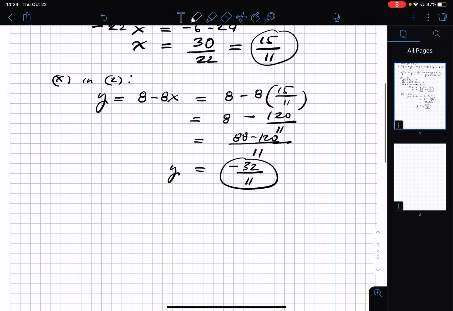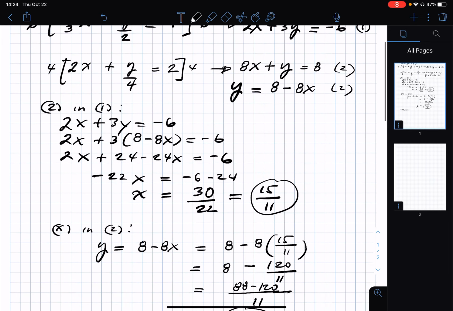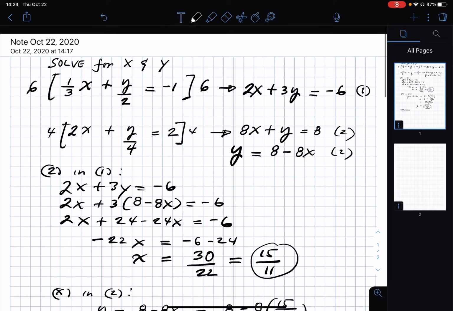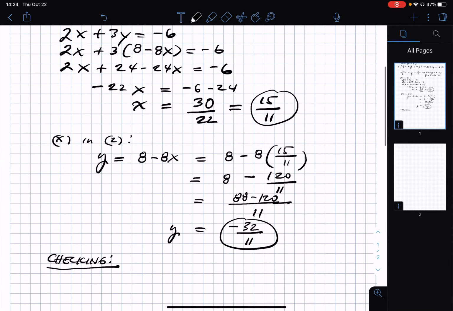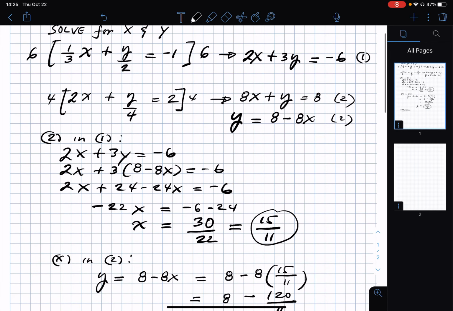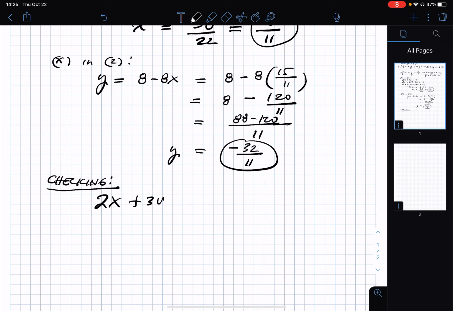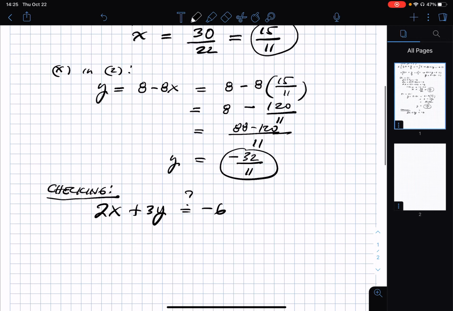Now we need to check. Be careful in checking: since we used equation 2 to solve for x, we will use equation 1 for checking. So the derived equation 1 is 2x plus 3y equals negative 6. Or you can use the fractional form, it doesn't matter, it's the same thing. So the question now is, is the left side of the equation equal to the right side, which is negative 6? All we need to do here is substitute.